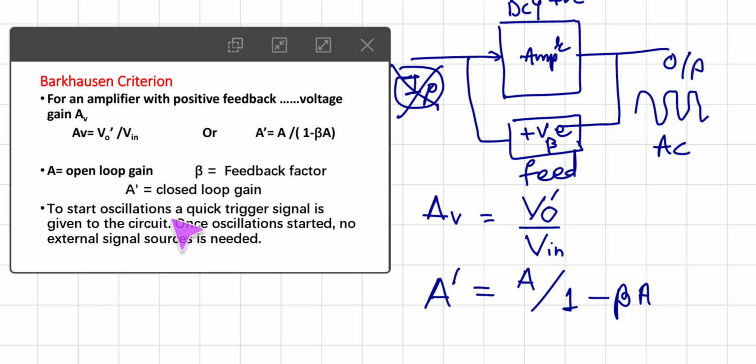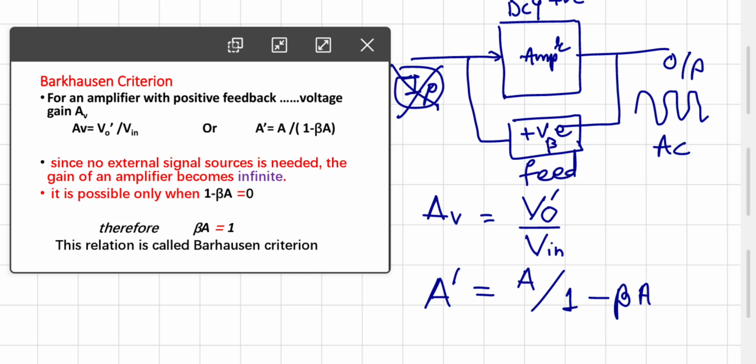Now to start oscillations, a quick trigger signal is required to be given to the circuit. Once oscillation has started, no external signal source is needed, and in case of our phase shift oscillator and Wien bridge oscillator, the input signal is taken from the circuit itself. So here it is, Barkhausen's criteria we are discussing. For an amplifier with positive feedback, voltage gain is A. So that is AV is equal to V dash upon V in.